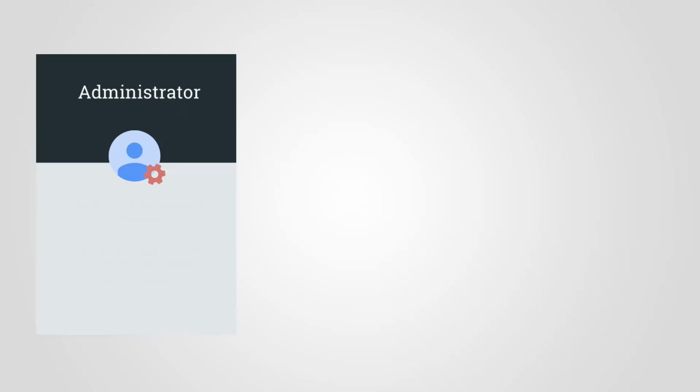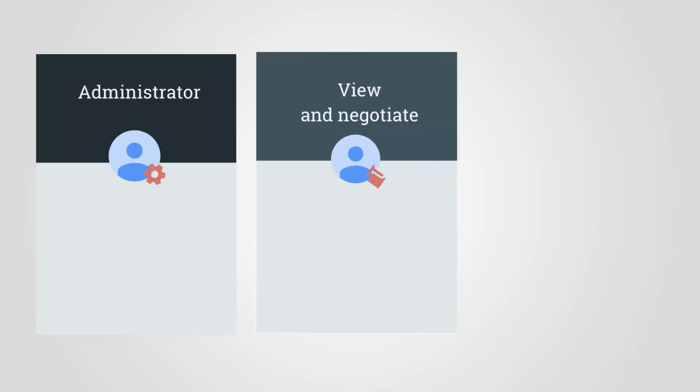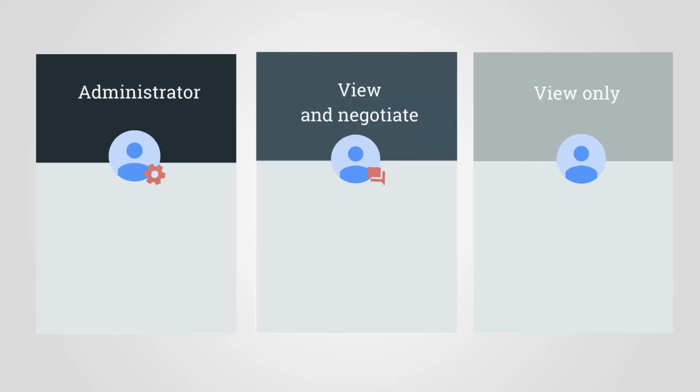An account user can have one of three role types: administrator, view and negotiate, or view only. A user with the administrator role has full access to all features in the AdExchange account. They can manage all aspects of the account, including adding account users in the account settings, accessing the account's billing information, and accessing the retargeting settings.